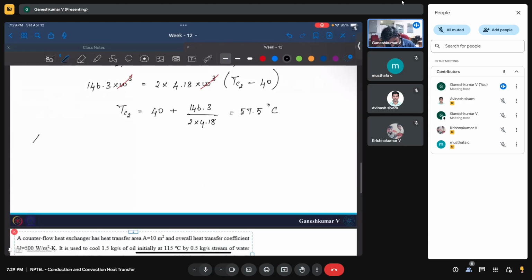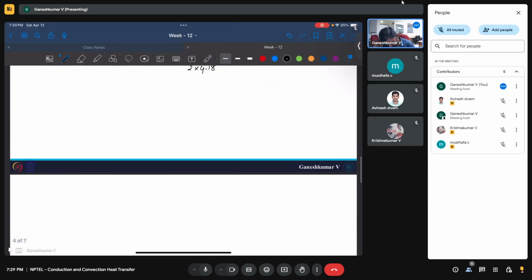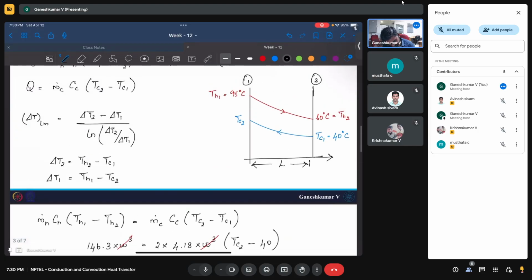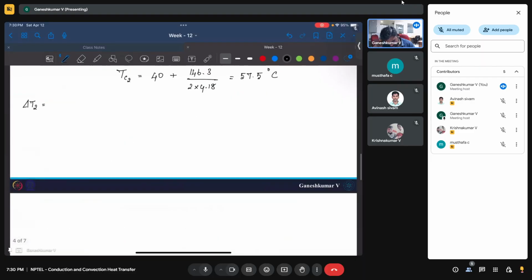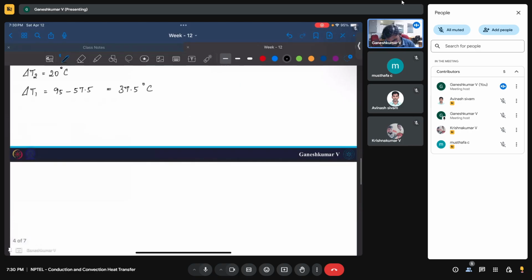Now you can find delta T2 and delta T1. Delta T2 is TH2 minus TC1, which is 60 minus 40, 20 degrees Celsius, and delta T1 is 95 minus 57.5, which is 37.5 degrees Celsius. Now you can find delta TLM or LMTD.